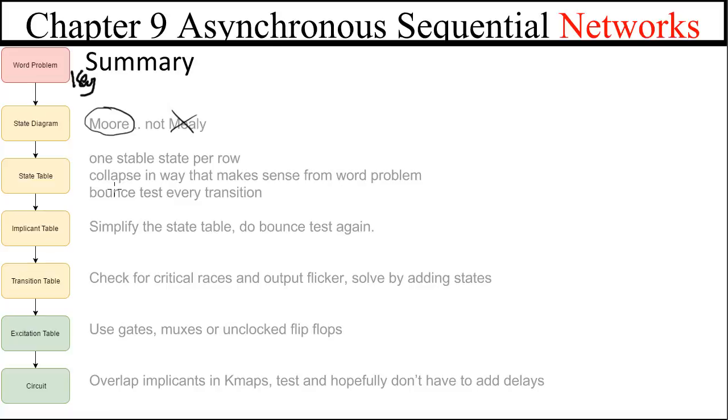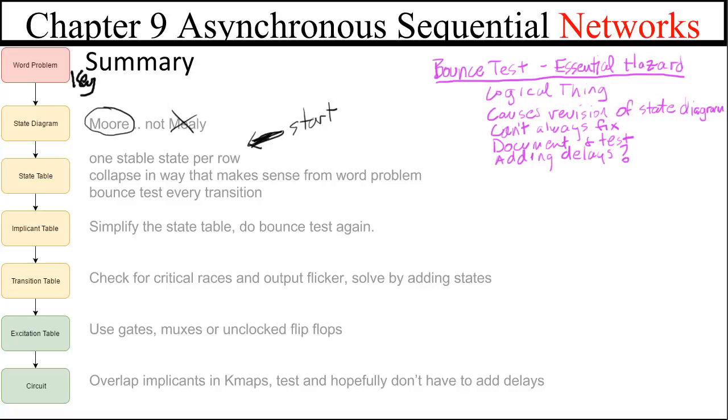All right, at the state table level, this is basically where you start. If you start here at a state diagram, you're going to get lost. You're going to get hooked in and think that this is what has to happen. You're going to think the problem's impossible. So start right here at the state table level and start with one stable state per row.